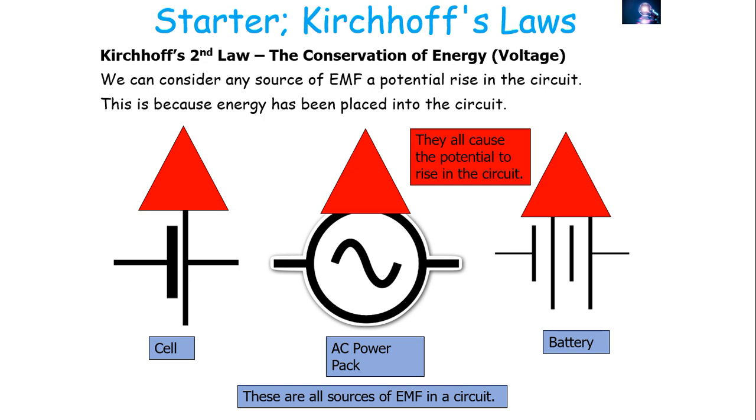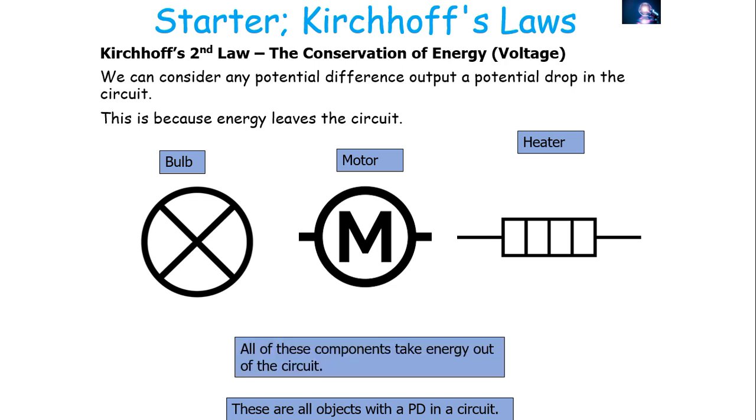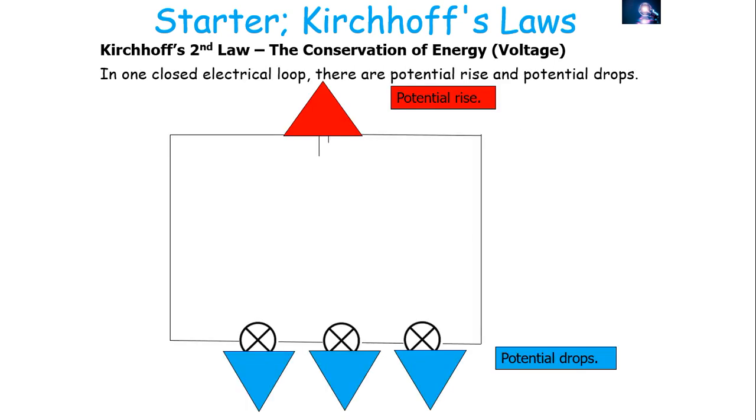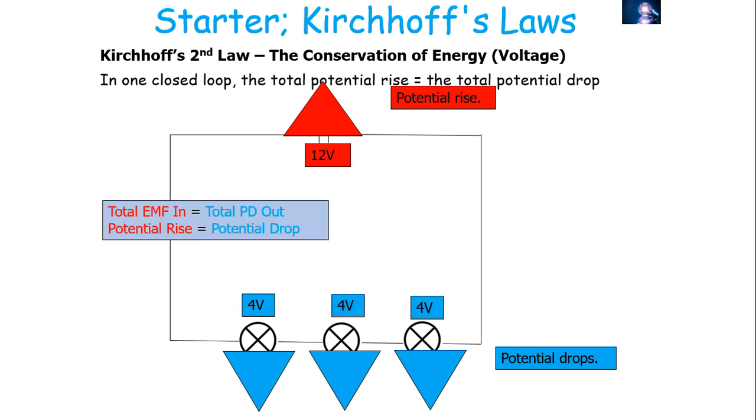Potential just means energy. Now, you've also got potential difference outputs, like bulbs or motors or heaters. And at these particular parts of the circuit, energy is being transferred out of the circuit. So all these components take energy out of the circuit. So we call them potential droppers. So you've got potential risers and potential droppers. Now, in one electrical loop, we consider that a closed system where energy cannot be created, energy cannot be destroyed, only transferred. My apology there. So basically, in one closed loop, the total EMF in equals the total PD out.